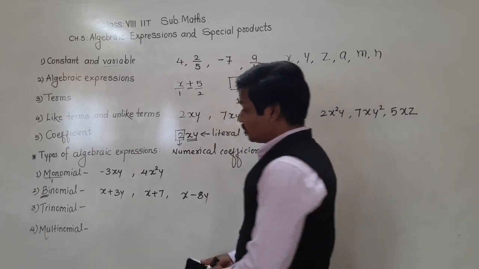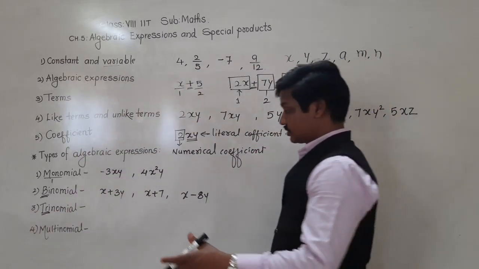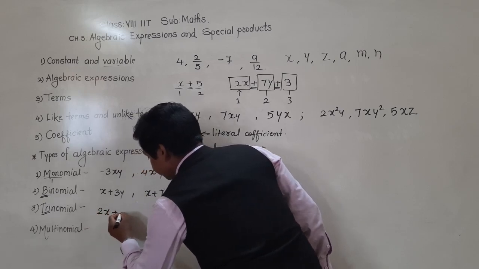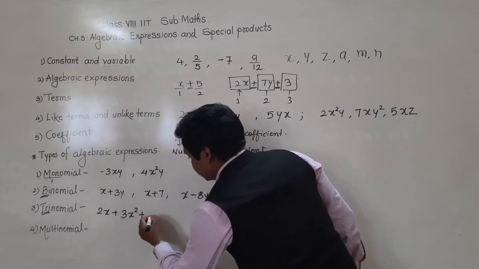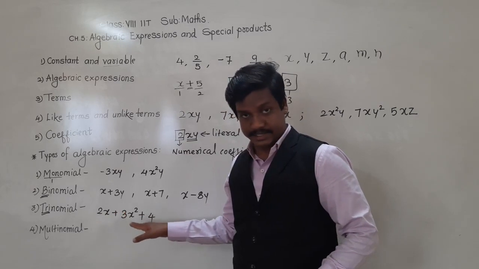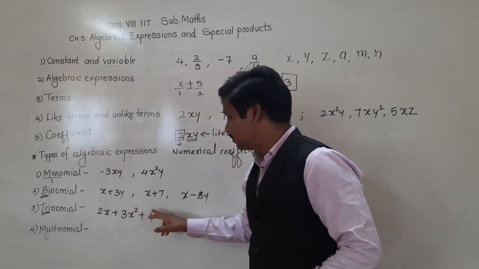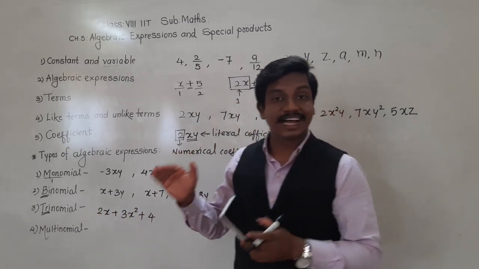Trinomial. Tri indicates 3. Correct? So there will be three terms. What we can say? 2x plus 3x square plus 4. Okay, three different terms are there. They are not like, they are unlike, three unlike terms. 2x plus 3x square plus 4. Total three terms are there. That's why it is called a trinomial.